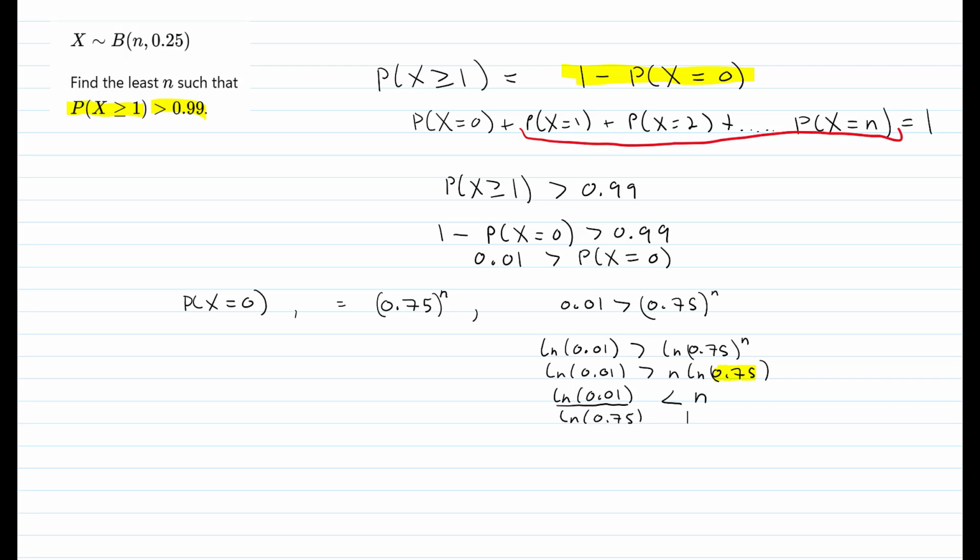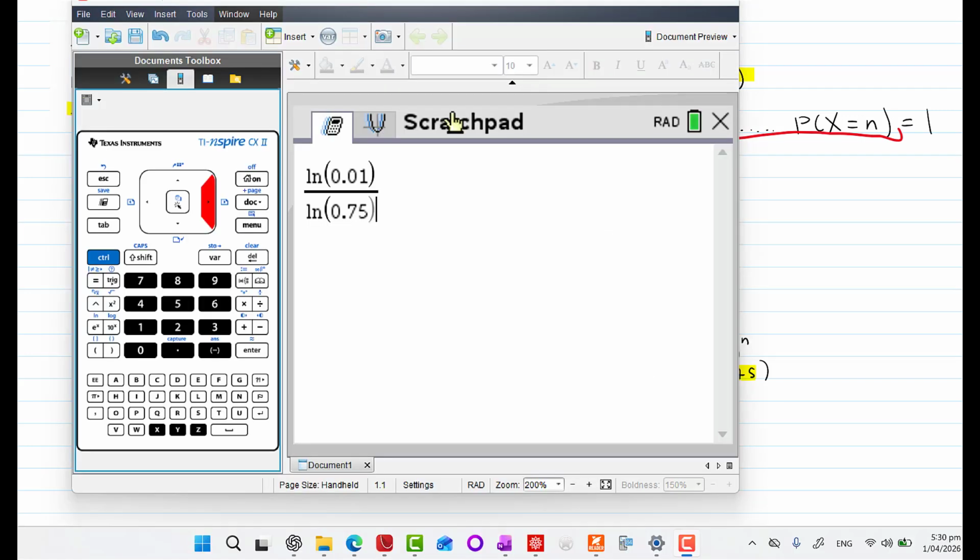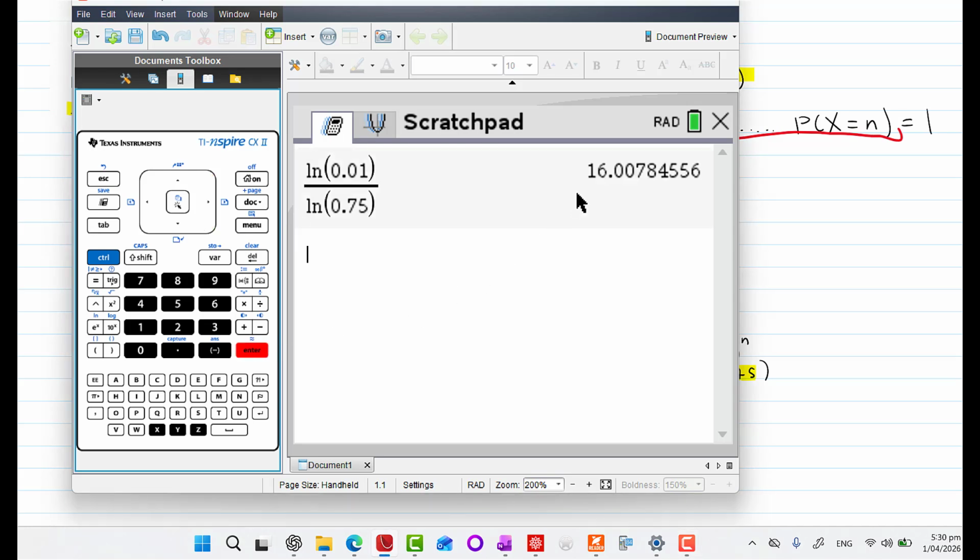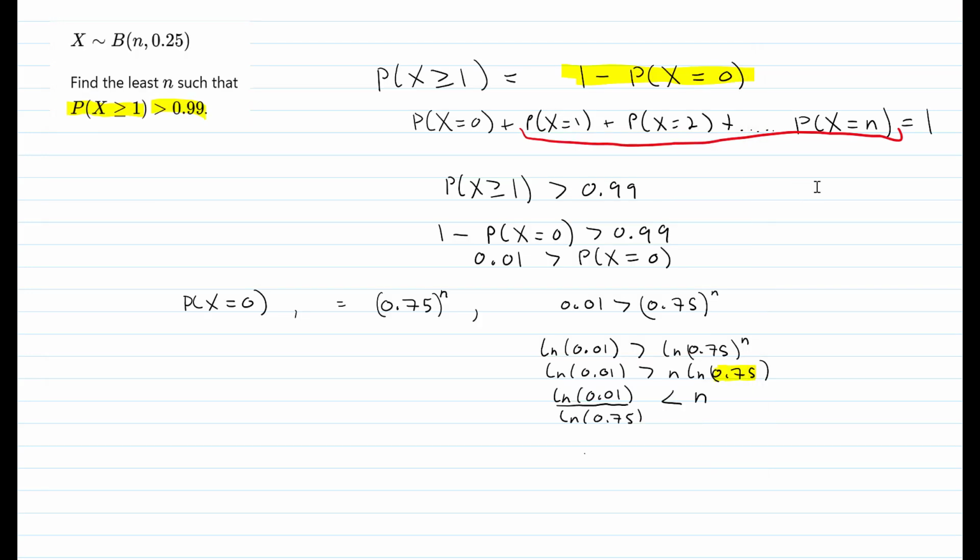Okay, so now we can work that out on our calculator. So we'll bring our calculator up. Okay, so we've got it in there, natural log of 0.01 divided by natural log of 0.75, and that is equal to 16.0078. So we'll write that in. So that is 16.0078, and n must be greater than that number.